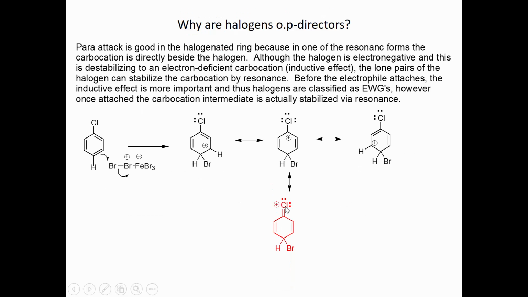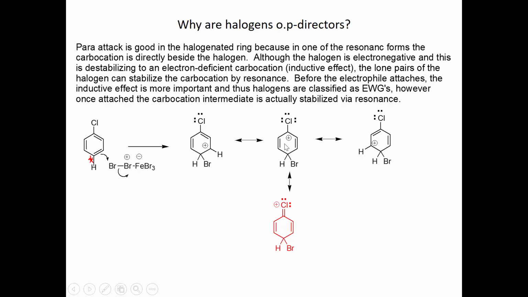Okay, finally, let's look at halogens. Let's consider para attack. What's good about attacking a halogen in the para position? We're going to consider attack at the para carbon right here in this bromination reaction. We're going to initially produce the positive charge here. We're going to start drawing the allylic resonance forms. And let's focus on this one right here.